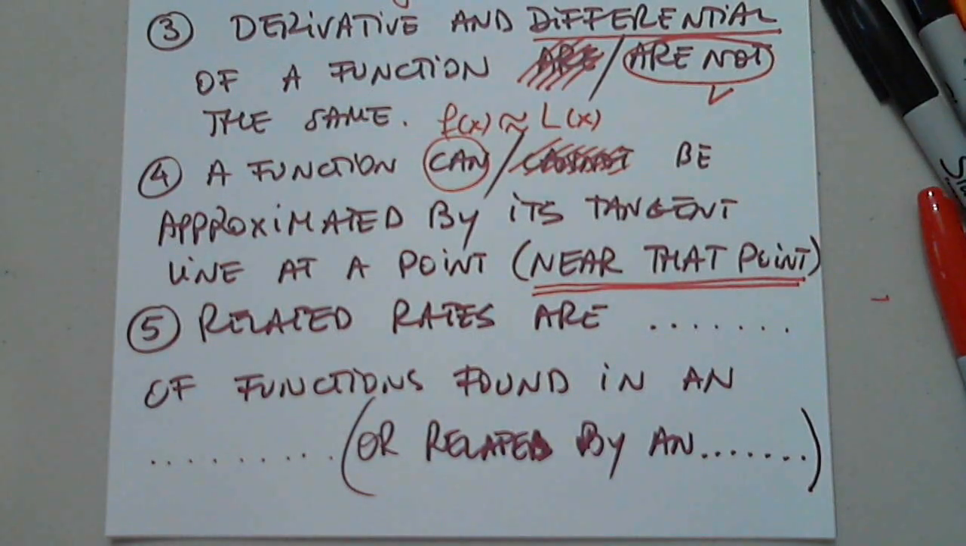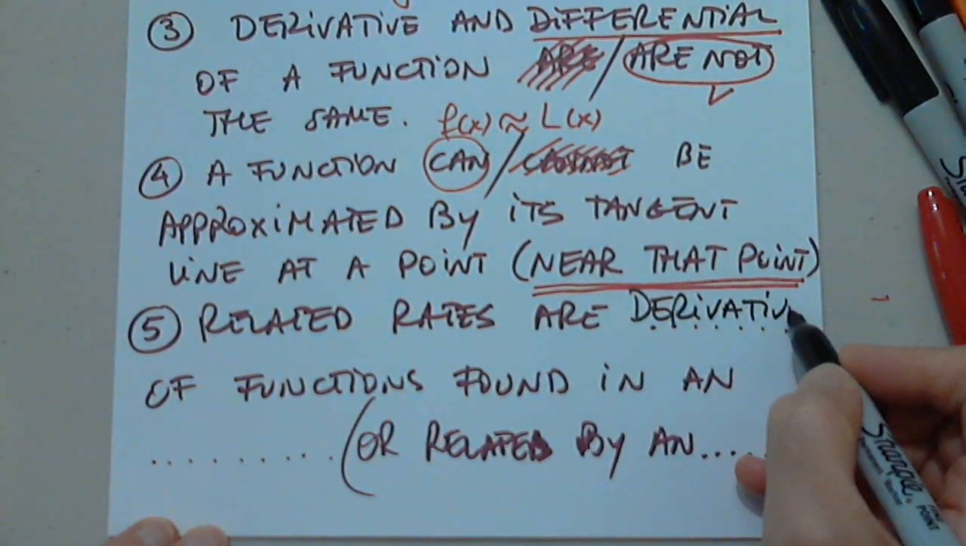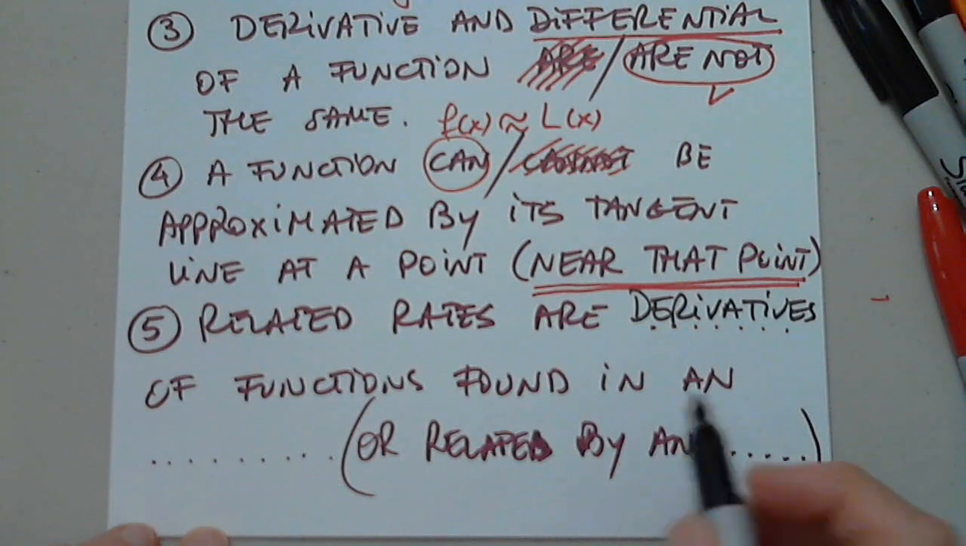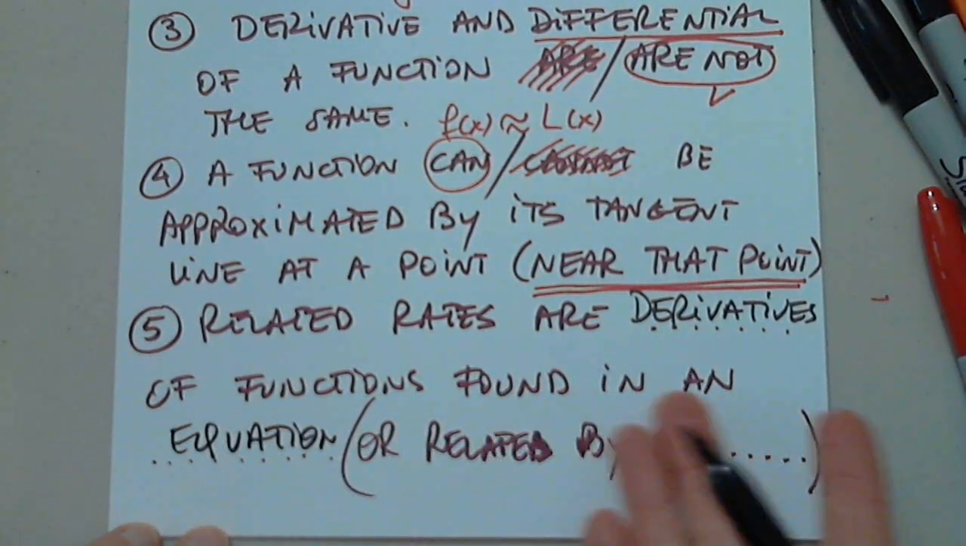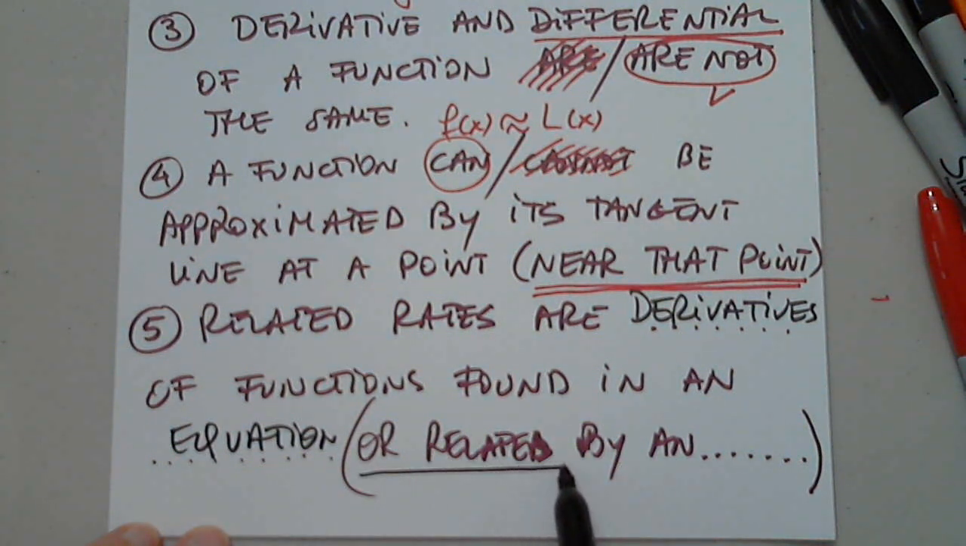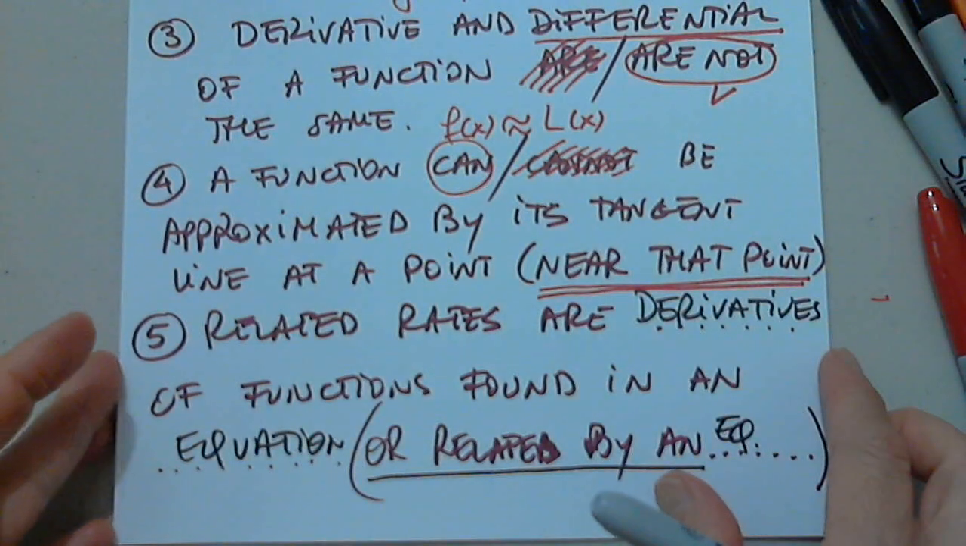So related rates are derivatives of functions found in an equation. Or if you don't want to say found in an equation, you will say related by an equation. Same thing. Awesome. Any questions on this?